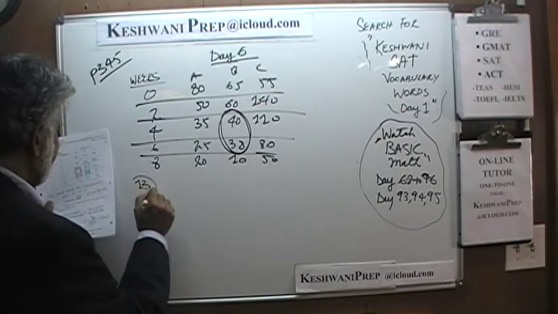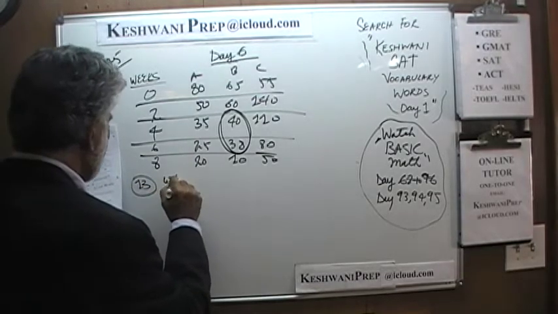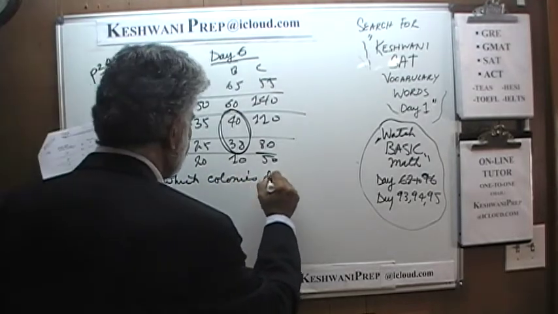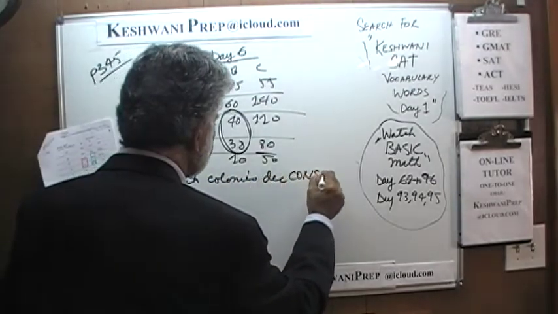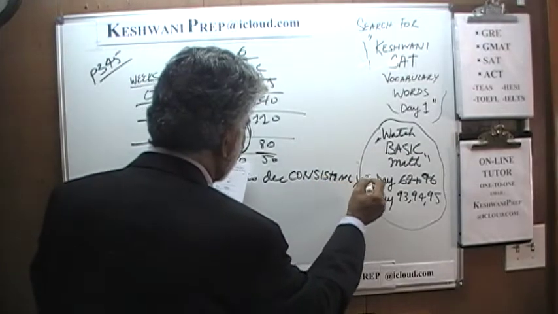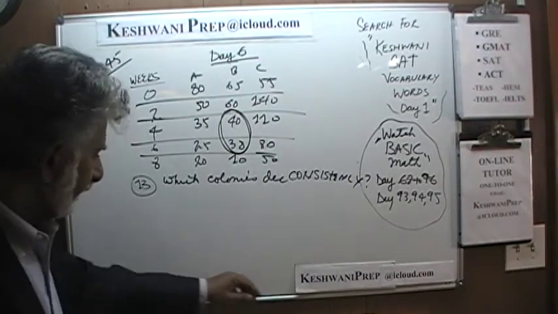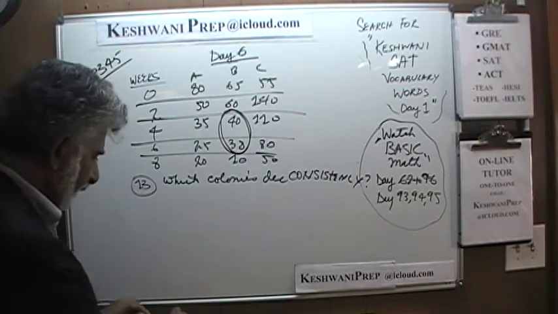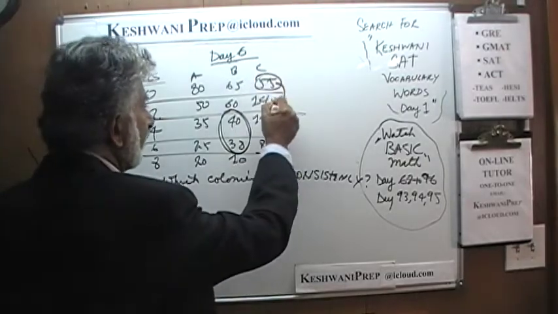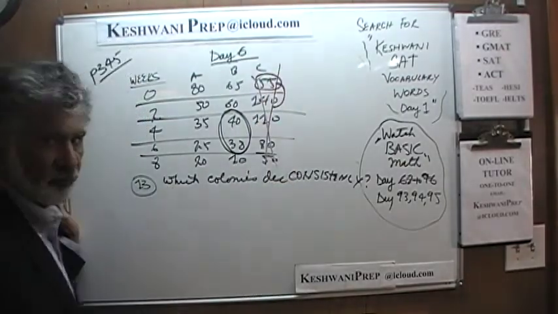Question number 13 says, which colonies decrease consistently? As we can clearly see, it's not colony C. Colony C is very easy to see that it did not drop consistently because it went up from 55 to 140. So C did not drop consistently.